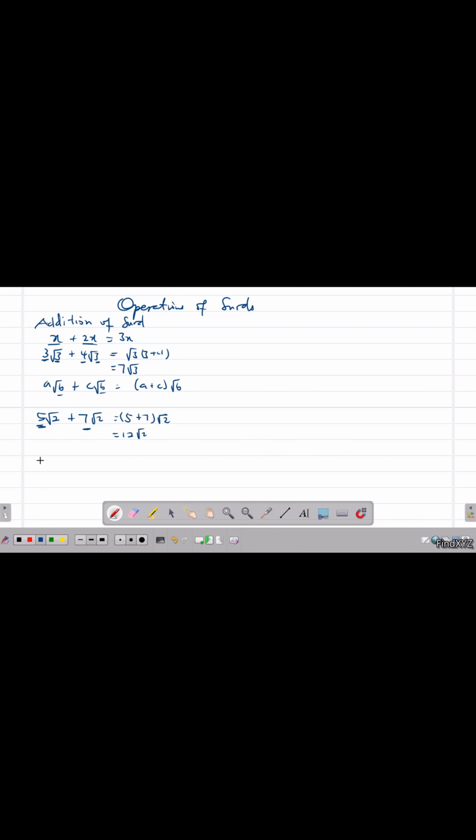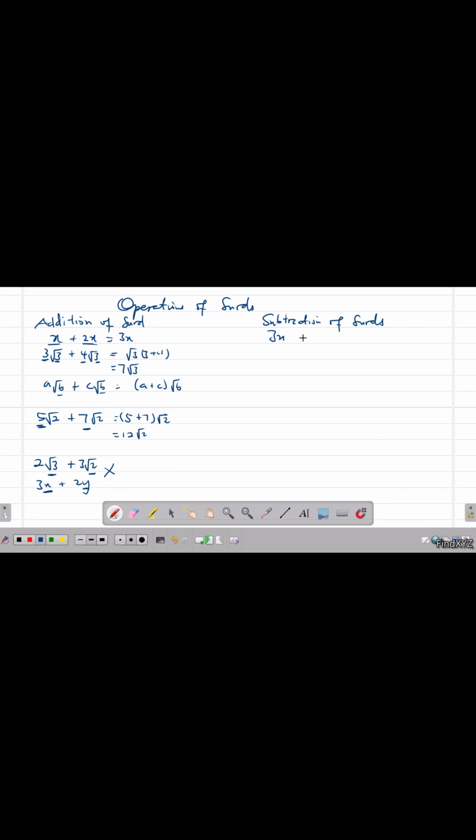However, if you are given 2 root 3 plus 3 root 2, can you combine the two? This is root 3, this is root 2. They are two different radicands. Similarly, let's say you have 3x plus 2y. You cannot combine 3x and 2y. They are two different quantities. So 3x plus 2y cannot be combined as one quantity.